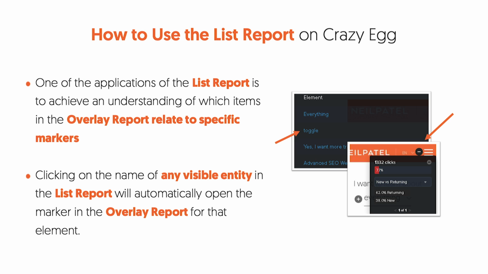One of my favorite features of the list report is anytime that you click on a specific element in the list report, it actually brings up the overlay report so you know what it is and how people are engaging and using that specific element or clicking or experience on your site.